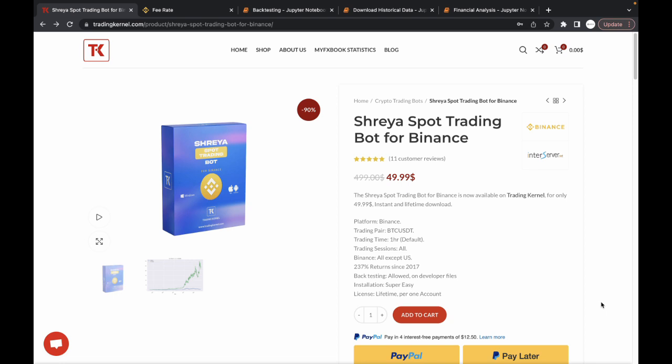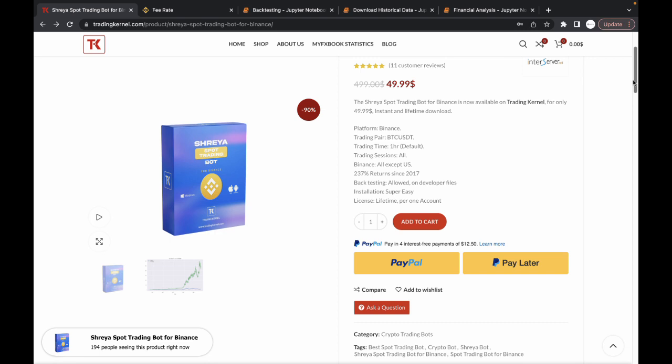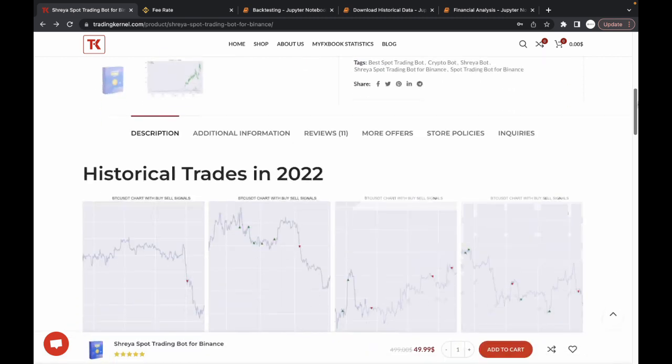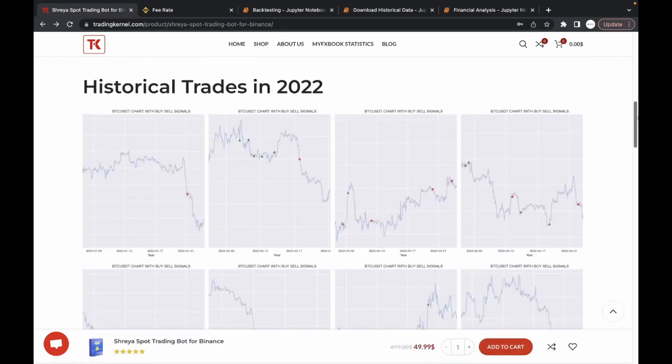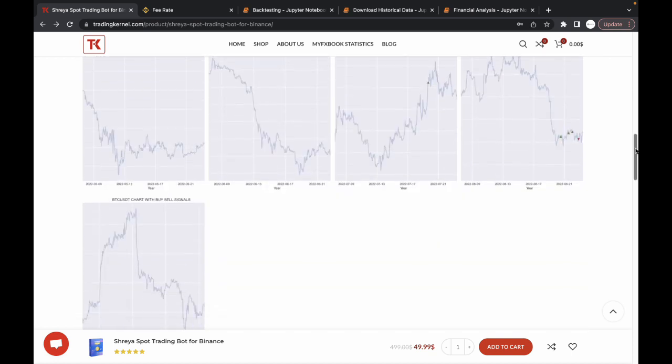So the Shreya spot trading bot is a fully automated bot that does that. It trades on BTCUSDT on the 1 hour time frame, and it has returned about 237 times the initial investment since 2017, when BTCUSDT was listed on the Binance spot trading platform. The installation is super easy, guys, and we can see the historical trades here since 2022, which we are going to go into in a moment.